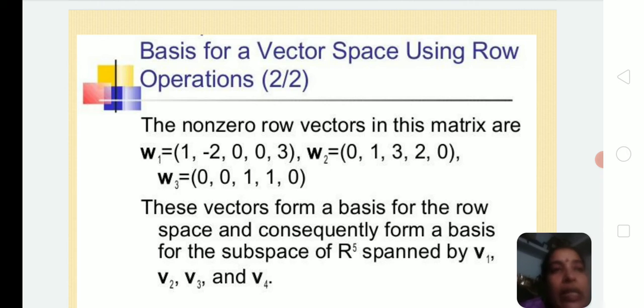Basis for a vector space using row operations. The non-zero row vectors in this matrix are w1 = 1 -2 0 0 3, w2 = 0 1 3 2 0, and the last one w3 = 0 0 1 1 0. These vectors form a basis for the row space and consequently form a basis for the subspace of R5 spanned by v1, v2, v3 and v4.